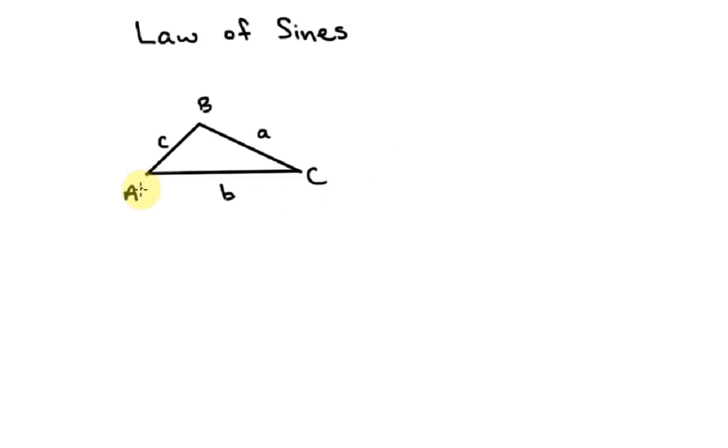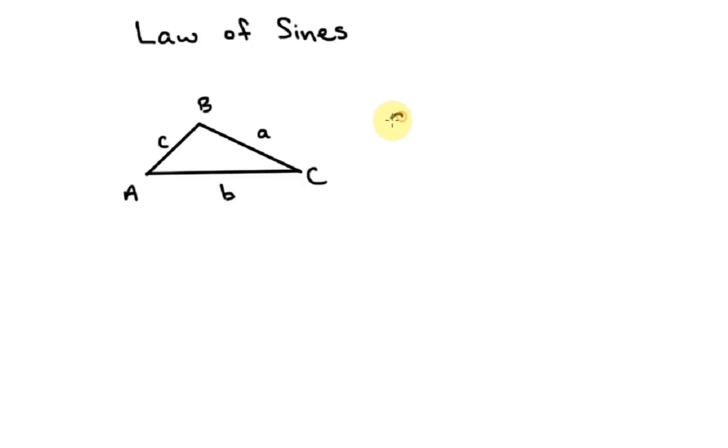You'll also notice I used capital letters here to name the angles. And then the sides across from the angles, we use lowercase letters to name the sides. Sometimes I use like B to C, something like that, but it's much easier if you just use the lowercase letters. So what does the law of sines say?